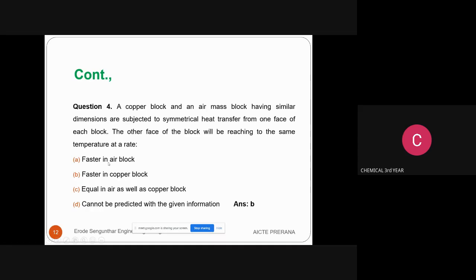So check the answers. Faster in air block, faster in copper block, equal in air as well as copper block, cannot be predicted with the given information. No, we can predict the information, and we can't say that it is an equal amount in the air and copper block. No, never. The air block is your gaseous block, so never, when compared to a solid. So copper block is the answer. Faster in copper block, option B, is the answer for question number 4.